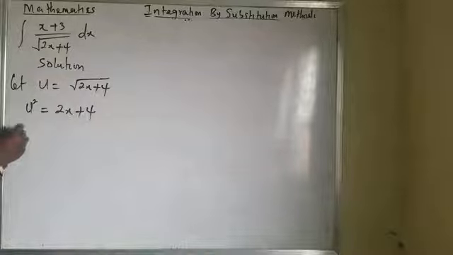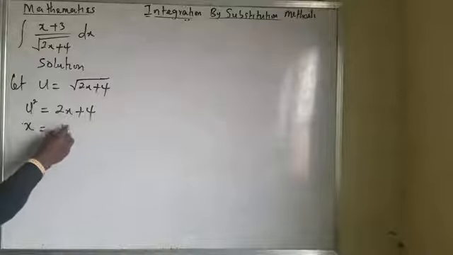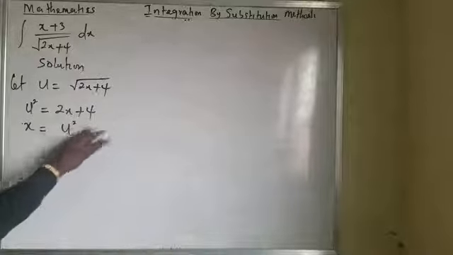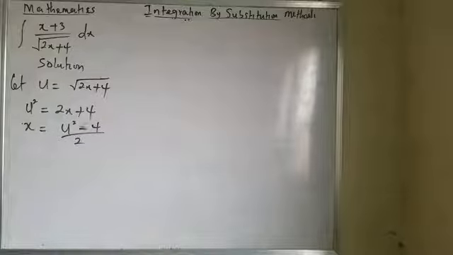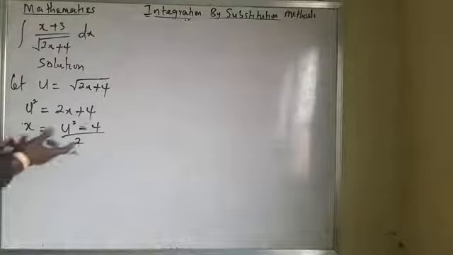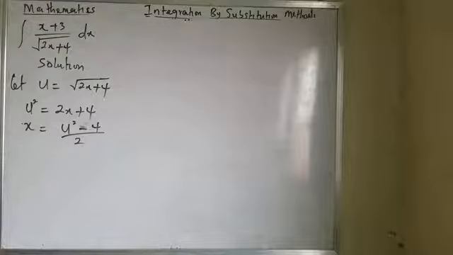I can also say that x equals (u squared minus 4) divided by 2. That is my x. That is what I want you to learn there. Now, I have my u, I have my x, and I have my u squared.